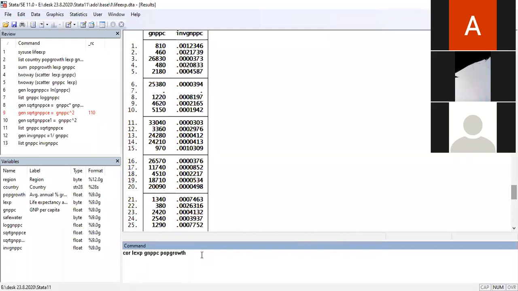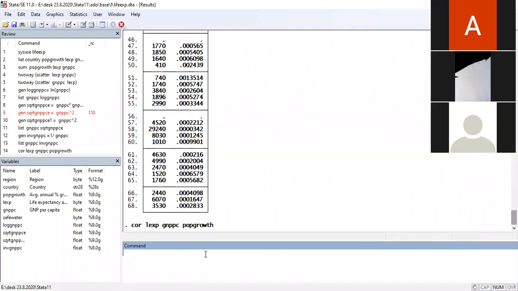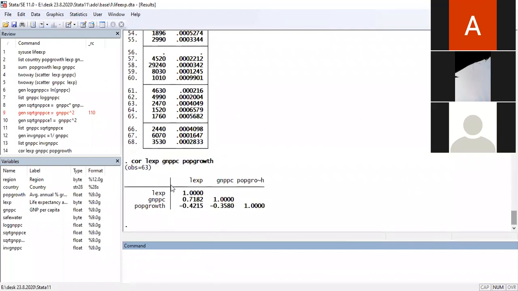Let's do correlation between these three: LEXP, GNPPC, population growth. You can do 2 also, 3, 4, doesn't matter. You just write COR, correlation. COR space variable, at least 2 and more than 2. Here, correlation matrix is given. 63 observations because GNP has 63 observations. They have calculated the correlation coefficients.